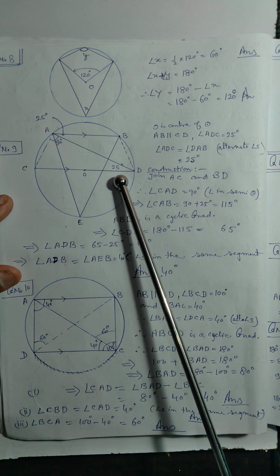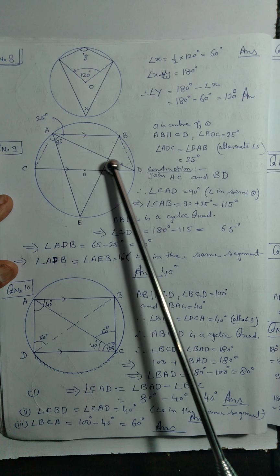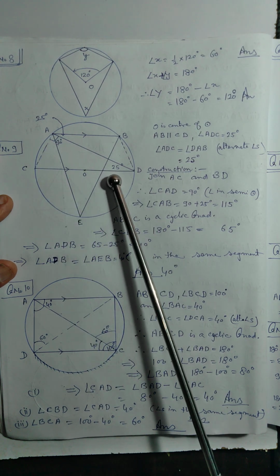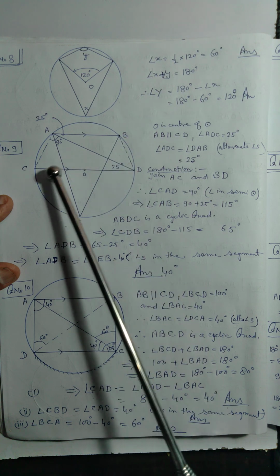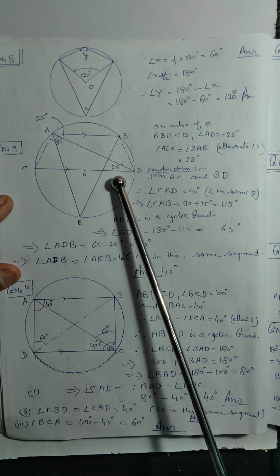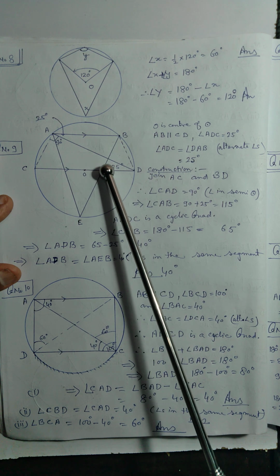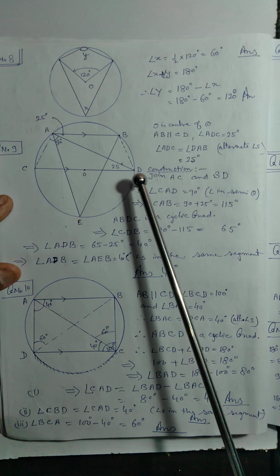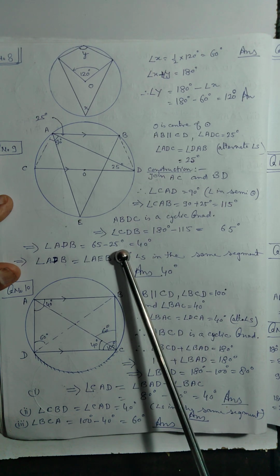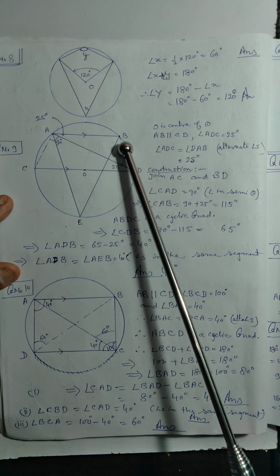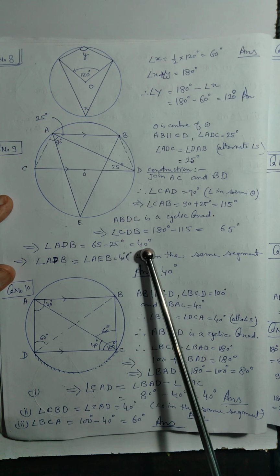Now out of that, ADC is 25 degree and CDB is 65 degree. So if you subtract this 25, then you can get the value of ADB: 65 minus 25, that is 40. So ADB will be equal to 40 degree.